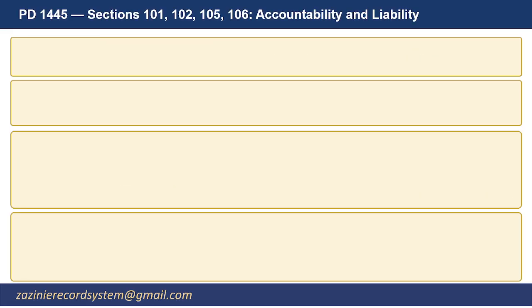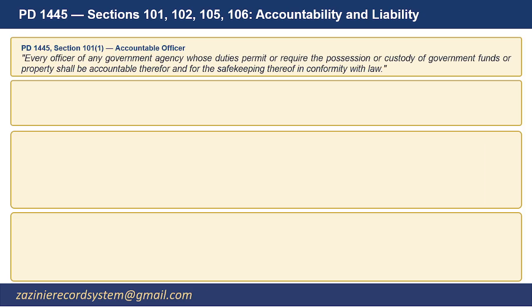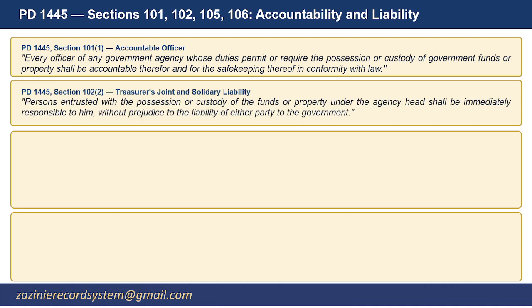Special attention turns to liability, because this is where many otherwise careful officers find themselves in serious legal trouble. Section 101 of Presidential Decree 1445 says every officer entrusted with the possession or custody of government funds is accountable for them, full stop. Section 102 adds that persons entrusted with custody of funds are immediately responsible to the agency head, without prejudice to the liability of either party to the government, meaning both the subordinate and the supervisor can be held liable at the same time.